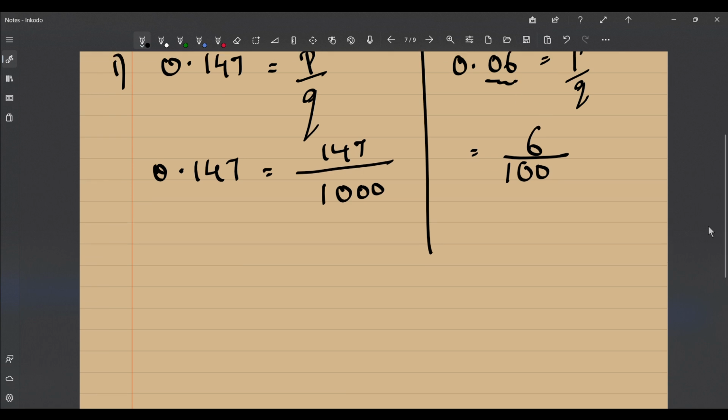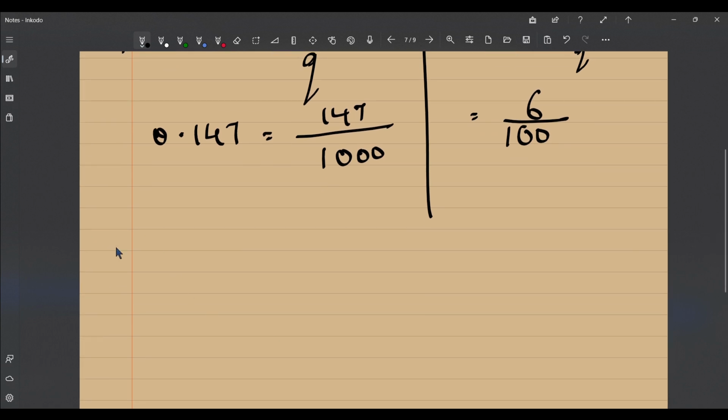Now let's do another example. This time consider a recurring decimal, 0.9 bar. The bar indicates that the 9 is repeating. So this is equal to 0.9999, so it's a non-terminating recurring decimal.